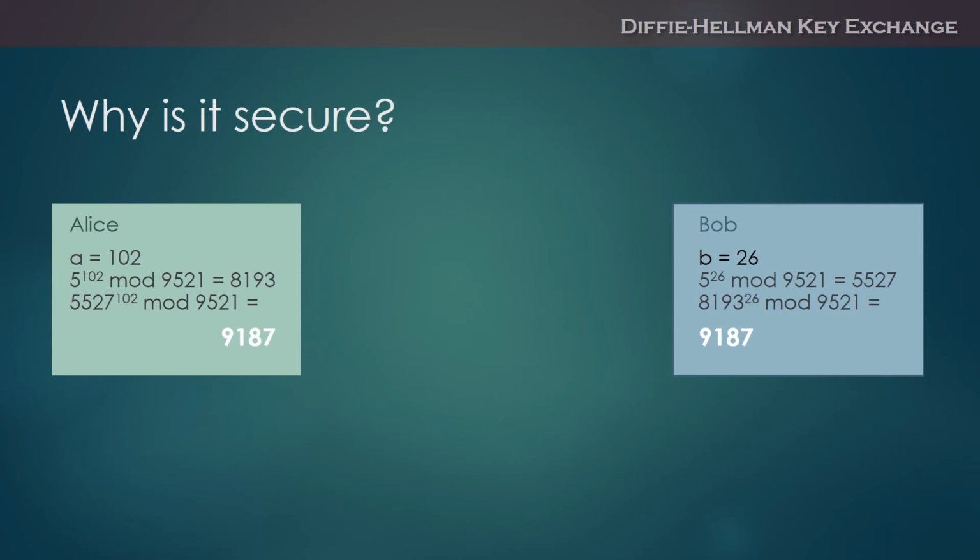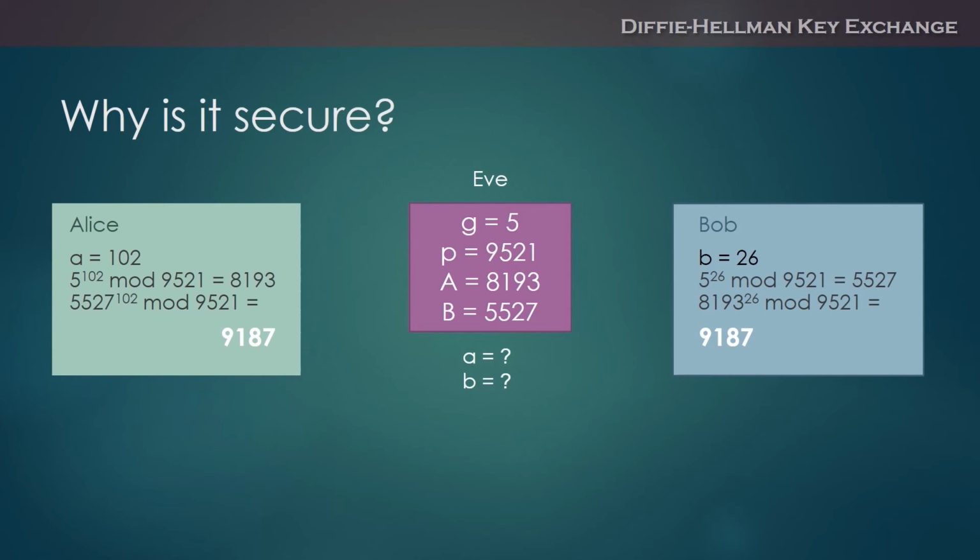Now, why does this work? Well, suppose Eve is sitting in the middle. What she sees is G and P and capital A and capital B. In order for her to figure out what the secret key is, she would have to figure out what lowercase a and lowercase b are. So this is what she's got to work with.